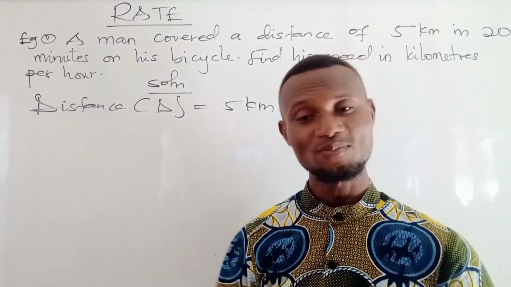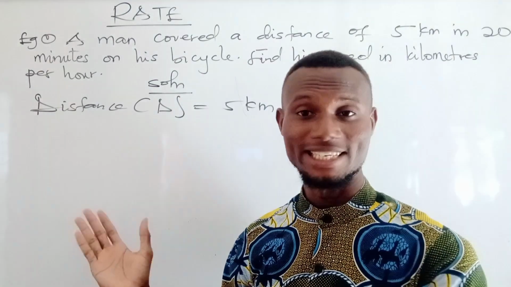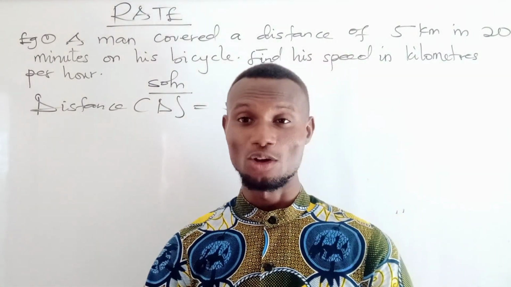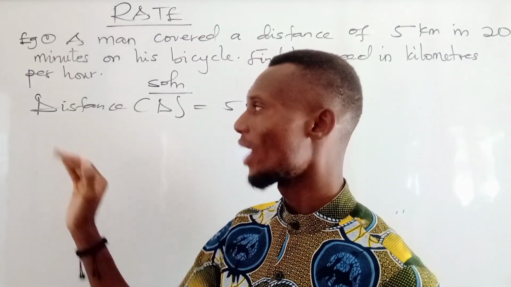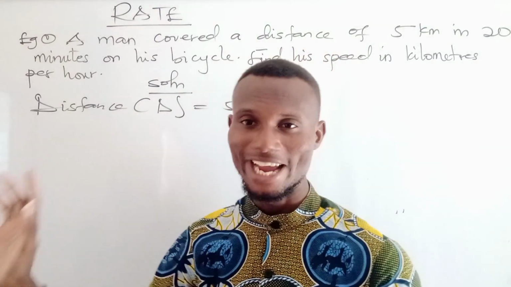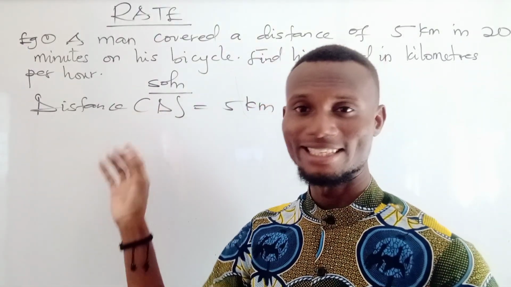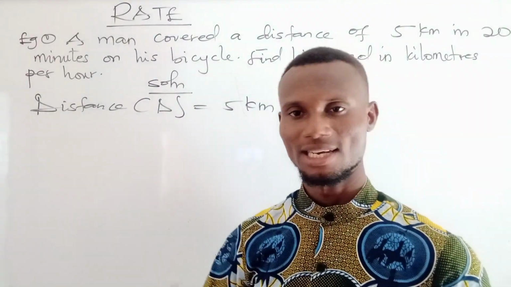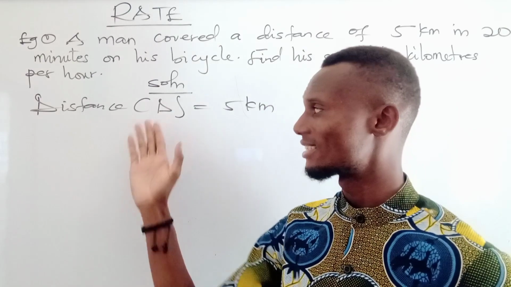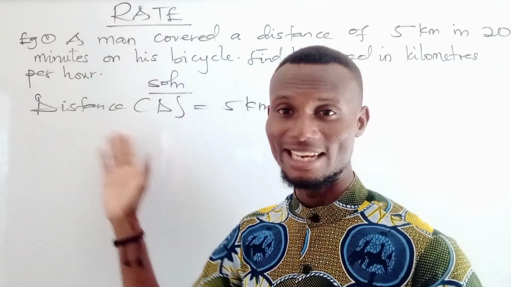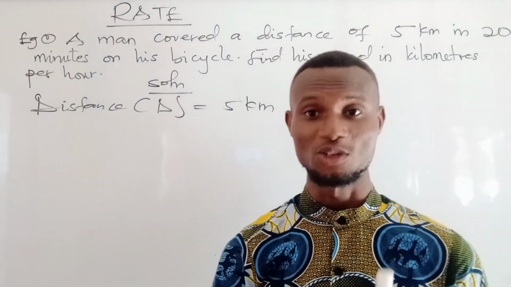Because if you just write D, the D can represent a lot of things. That's why it's important that you write the distance in full, then you denote it by the letter D in brackets, so that the person marking or looking at your work will know that the D represents the distance. That's what you're supposed to do.